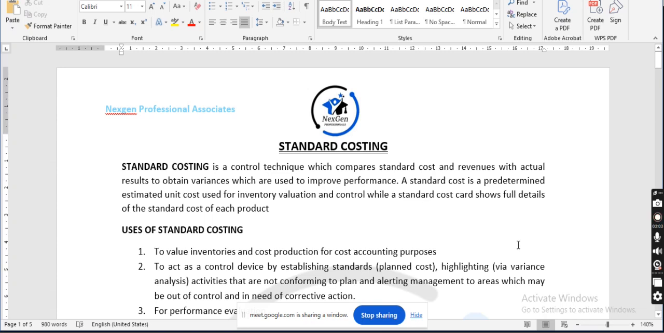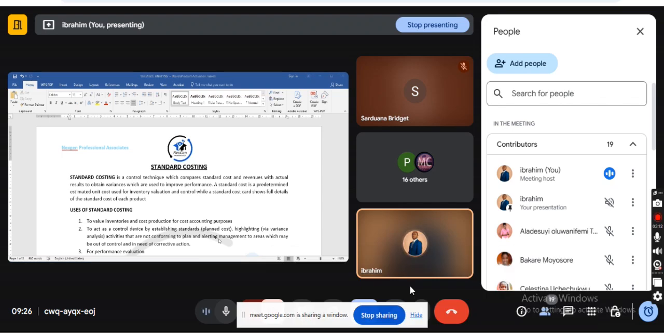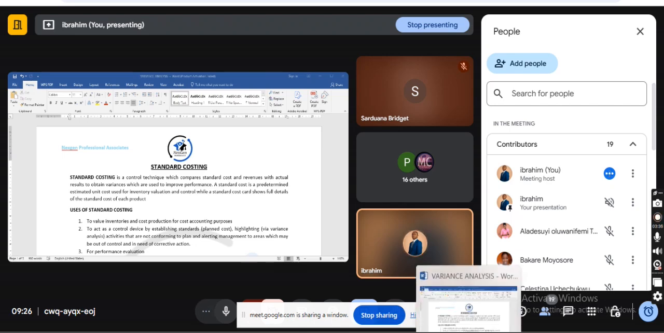While a standard cost card shows full details of the standard cost of each product. Class, what is a standard cost card? The standard cost card will show the total cost, the full cost. Let's say, for instance, you have direct labor, 5 hours per unit, you have the rate, you have the cost, you have the variable overhead, you have the fixed overhead. In that space, that is what we call a standard cost card. We will get there.